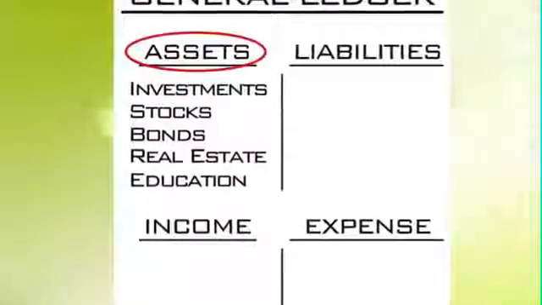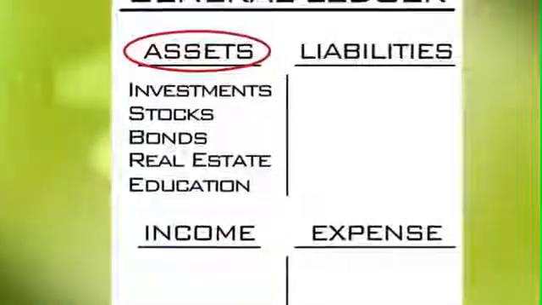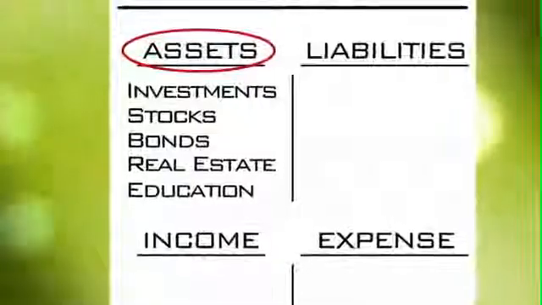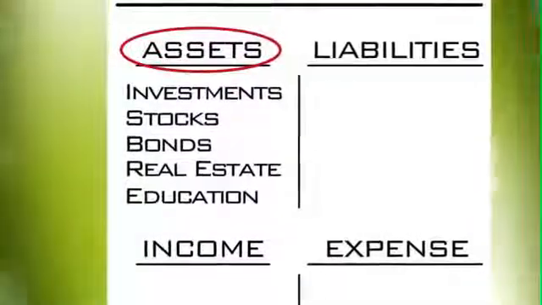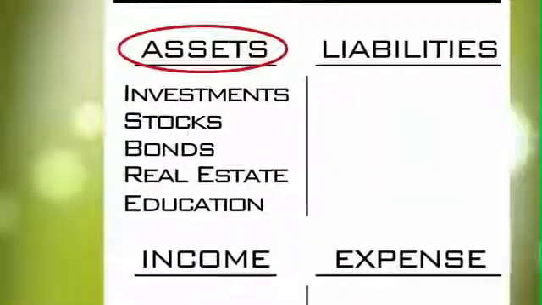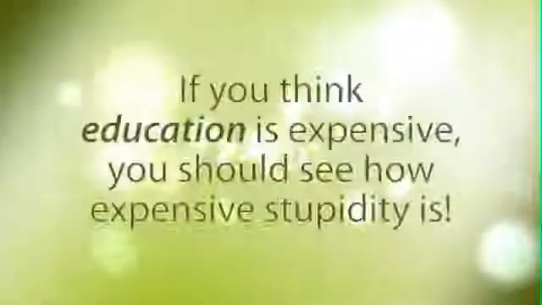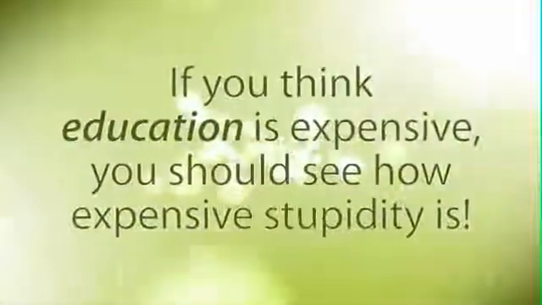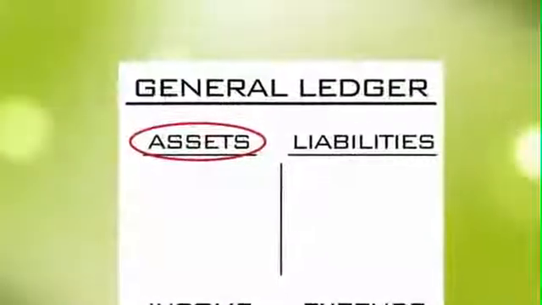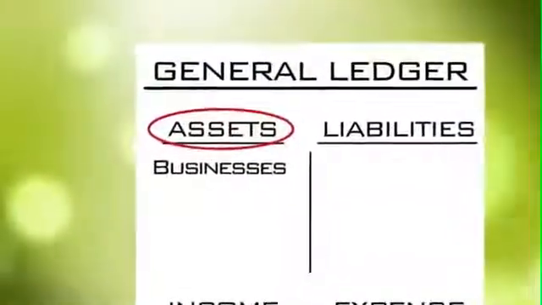Education is another asset. If you learn how to do something and actually do it, that produces more income. That's buying an asset. I heard a great expression once: if you think education is expensive, you should see how expensive stupidity is. Another example of assets you can buy that pay you is businesses, especially those businesses that can create a passive income.